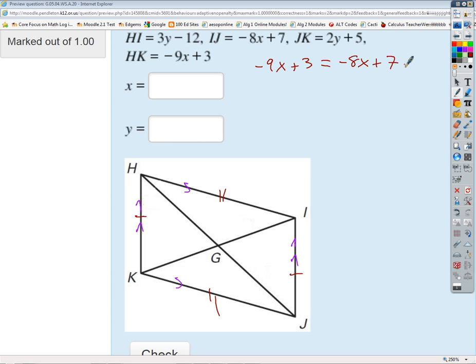No big deal. The other equation I'm going to get is 2y plus 5 equals 3y minus 12. One variable in that one, no big deal, right? We were able to solve for both variables, piece of cake. Not a big deal. That's not very tricky. We need one a little trickier than that, don't we?